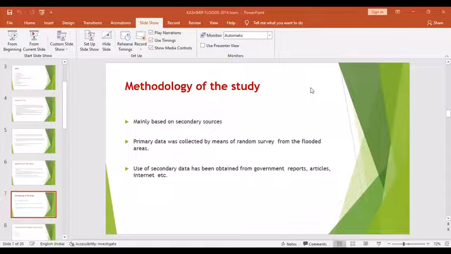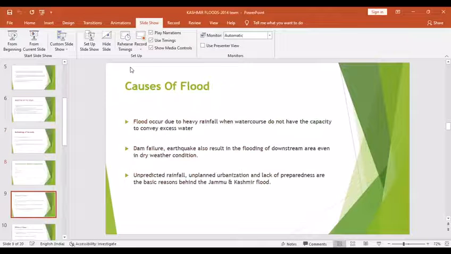Change the slide. Make it causes and effects. I have changed it, yeah. Not this one. Causes. Okay.